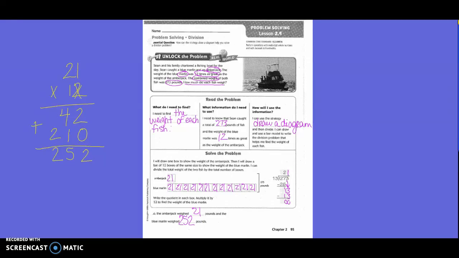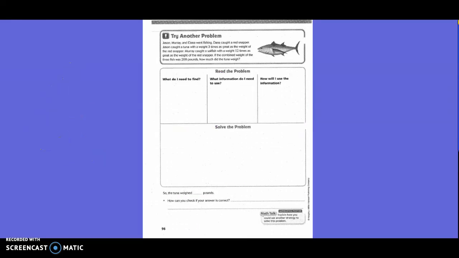252 pounds. Try another problem. Jason, Murray, and Dana went fishing. Dana caught a red snapper. Jason caught a tuna with a weight 3 times as great as the weight of the red snapper. Murray caught a sailfish with a weight 12 times as great as the weight of the red snapper. If the combined weight of the 3 fish was 208 pounds, how much did the tuna weigh?